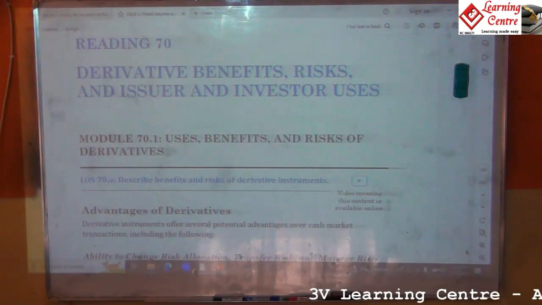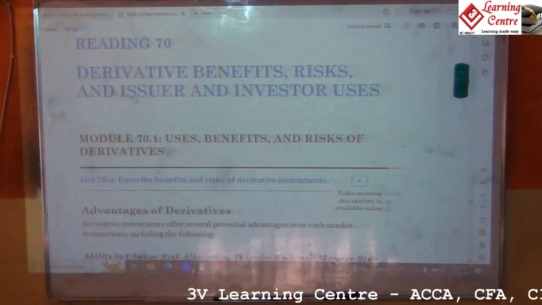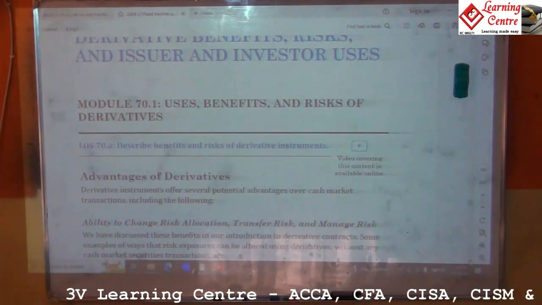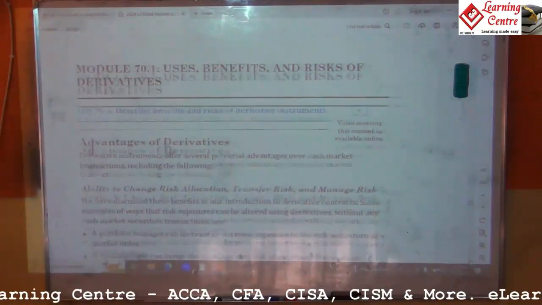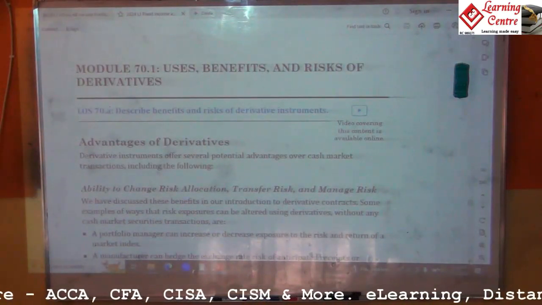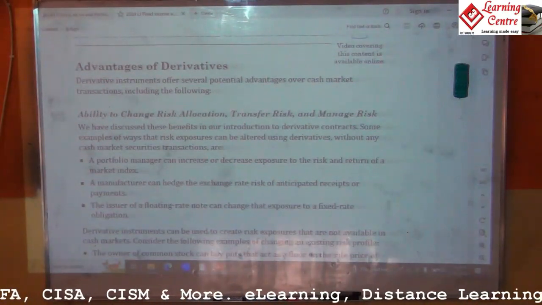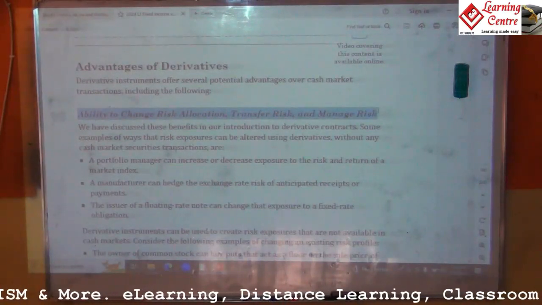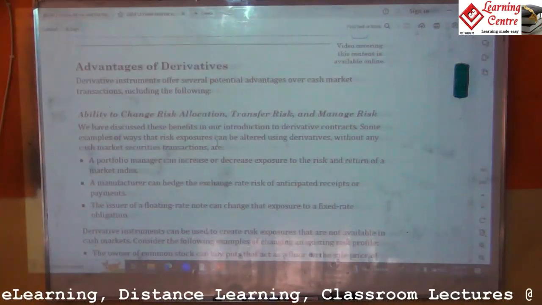So remember we said that a derivative is deriving its value from something else. It's not like you're investing in the item itself. You are just investing in something that is getting its value from the item. So that's what the derivative instrument offers: several potential advantages over cash market transactions. One is the ability to change risk allocation, to transfer risk and manage risk. We've already mentioned benefits from the beginning, but let me just run through it.